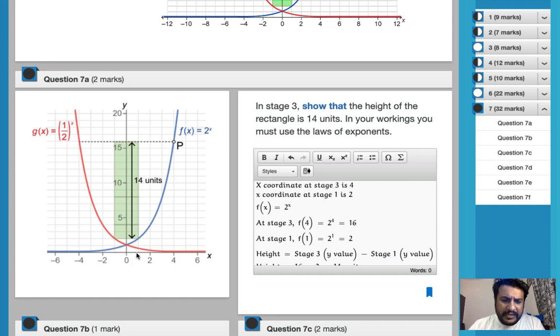So if I take the area of a rectangle, the rectangle height would be the value at P when the x coordinate is 4. That becomes the height in the function, that is 2 to the power 4, which is 16 in this case. And what is the width of the rectangle? The width of the rectangle is 2. So 16 times 2 is 32.